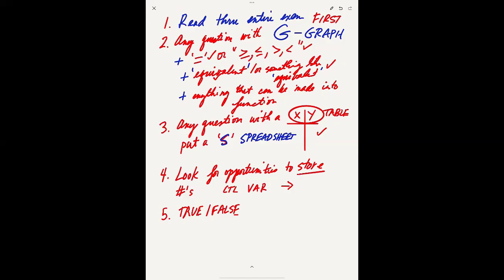Number four, look for opportunities to store numbers into variables. This is primarily for the multiple choice section, but some of these questions can be answered by just storing a number and then computing something and comparing answers to see which one works. And then this one is kind of unique, but sometimes all you need to do is a true false test to see if you put in a number, does it make it true or false? Some of those questions, especially in the multiple choice section, can be done that easily.